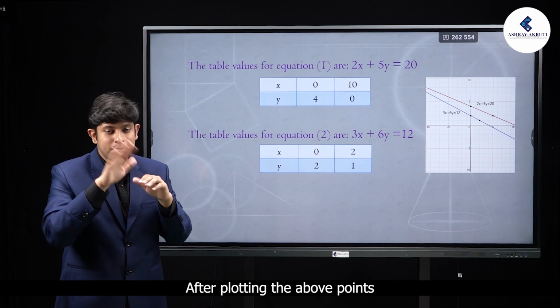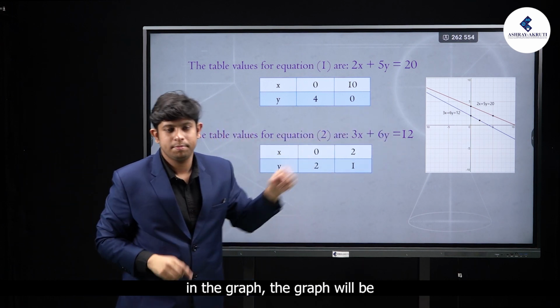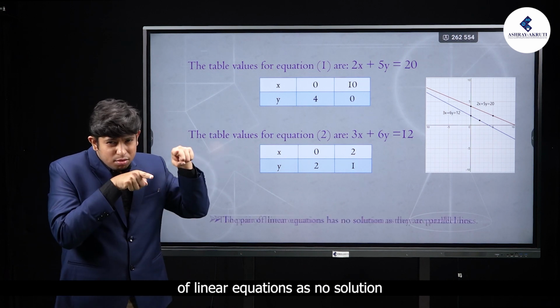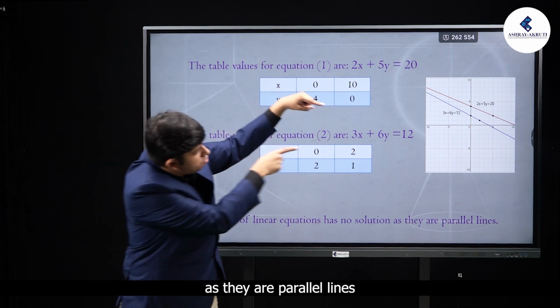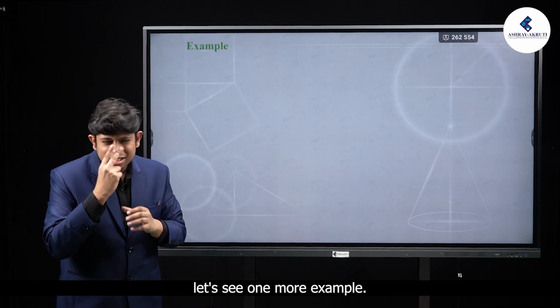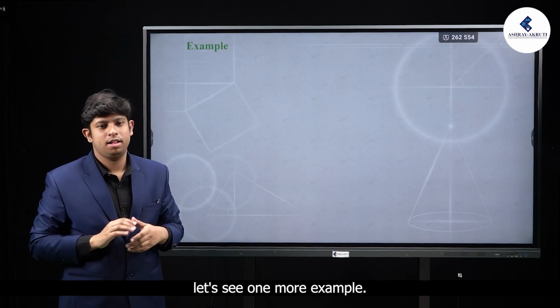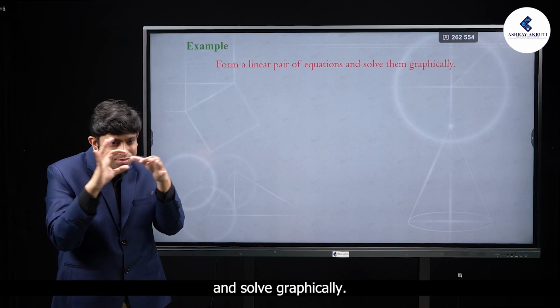After plotting the above points, the graph will be as shown. The pair of linear equations has no solution as they are parallel lines. Let us see one more example. Form a linear pair of equations and solve graphically.